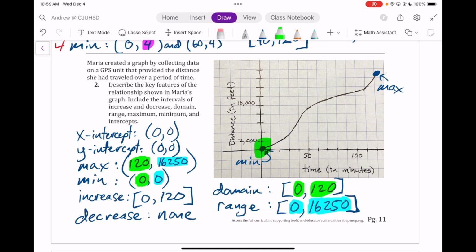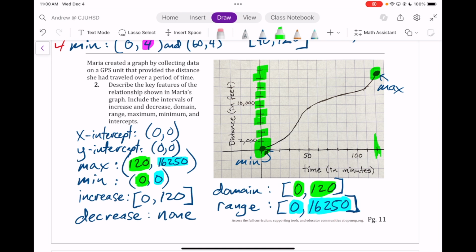The maximum occurs on the far right. And we just estimated the y value to be 16,250. And that's because each of these marks going up is 2,000. The x value was 120. It's right underneath, and you can tell from the markings that that's 120.